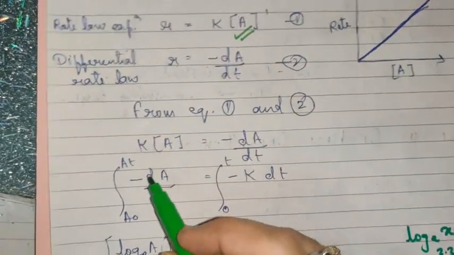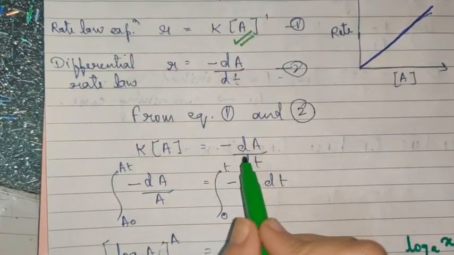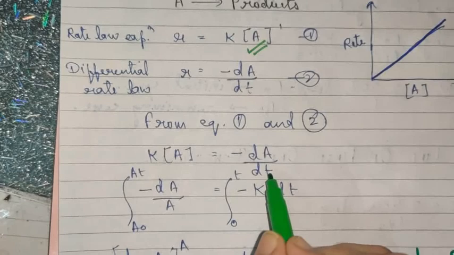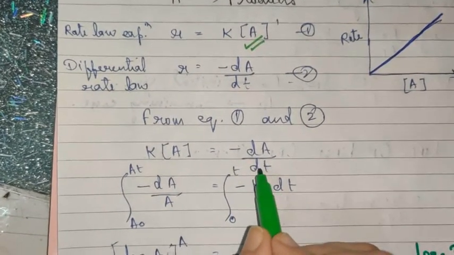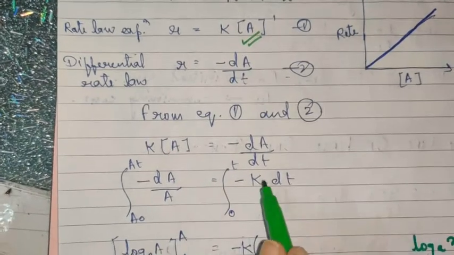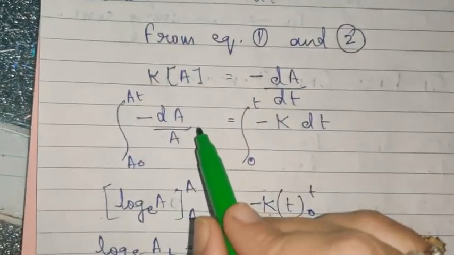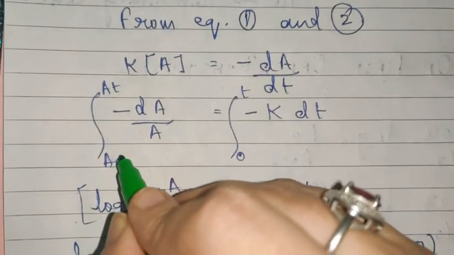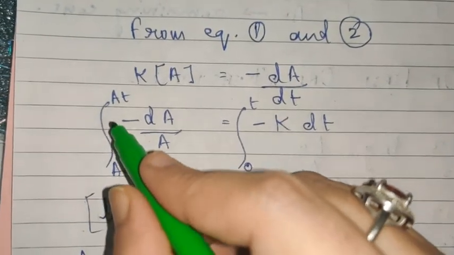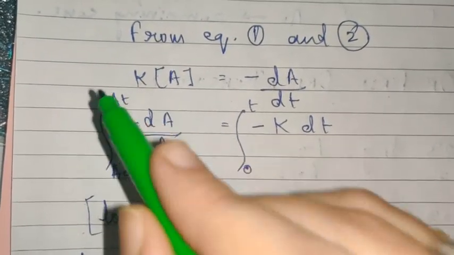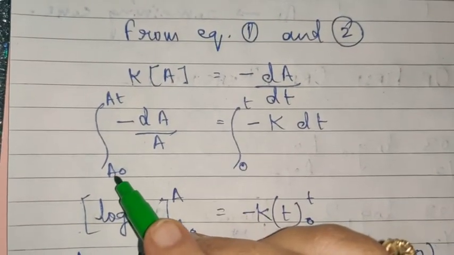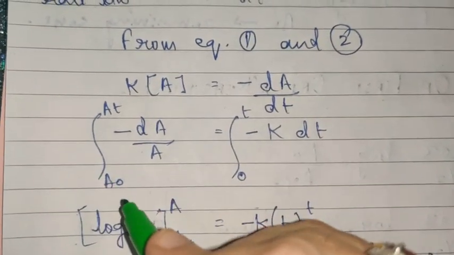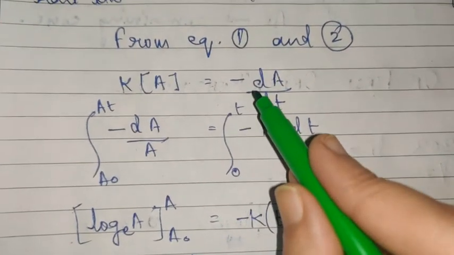So coming back to this, when you equate these two, this is in differential form. I am shifting this A towards this place, that is replacing dt by A, and dt will move this side. So you'll get an expression like this. Obviously the differential equation has to be integrated to reach the final equation. So again, like for zero order, the initial concentration is A naught and the final is At, and time pertaining to this initial concentration will be 0 and for final concentration will be t. So the limit for concentration is A naught to At and for time it is 0 to t.